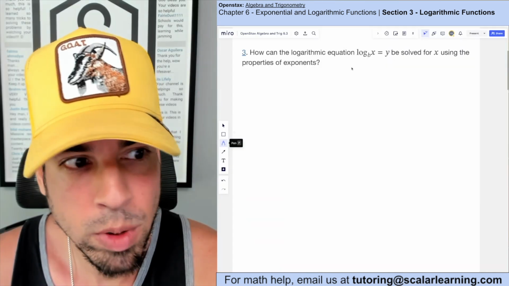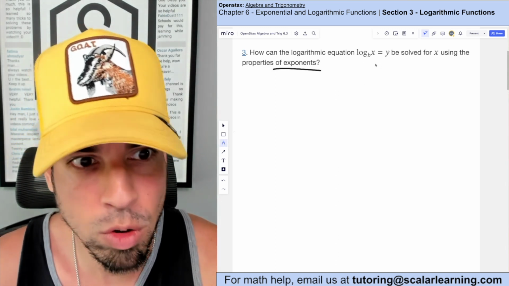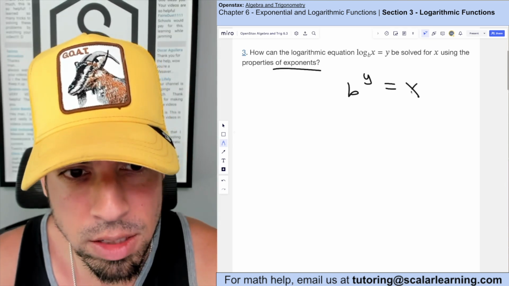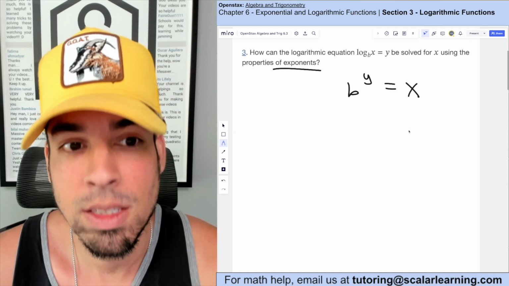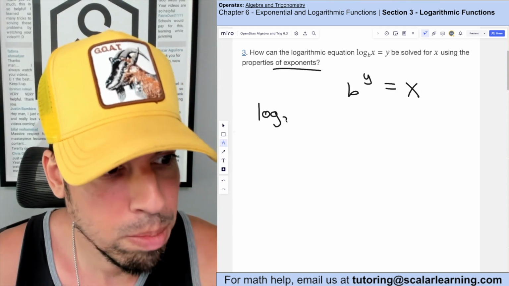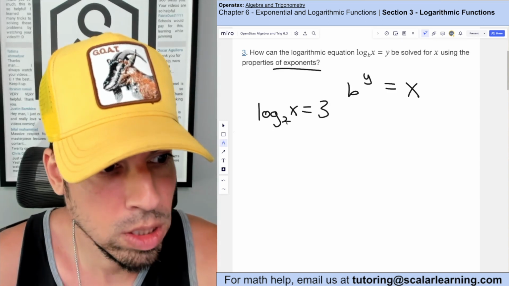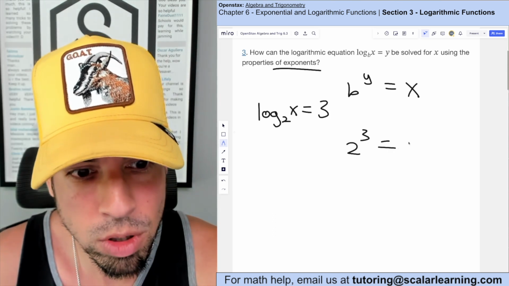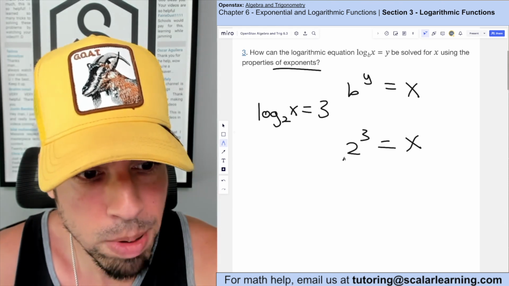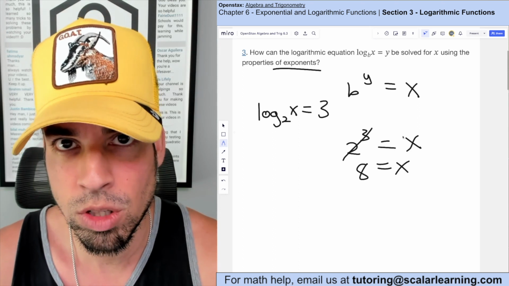So for this one, how would we apply properties of exponents to solve this? First, I'm going to write it in its exponential equivalent form, which is base b to the y power equals x. And then we could solve it this way. Now, I'll give you an example. If your b was 2, for example, let's say it said log base 2 of x is equal to 3. So the way we would do this is we'd say 2 to the third power equals x, right? b would be 2, y would be 3. And then 2 to the third power, you just evaluate it. That's 8. So then x would equal 8. So that's an example of how you would do it.